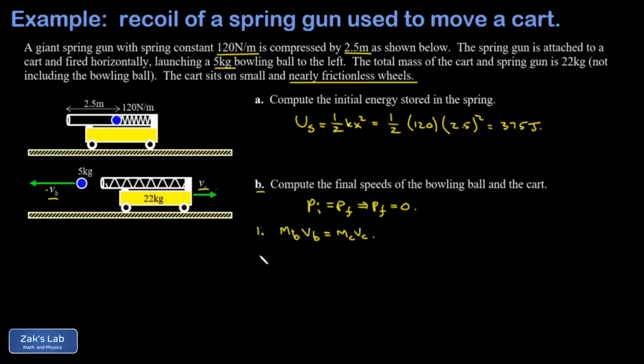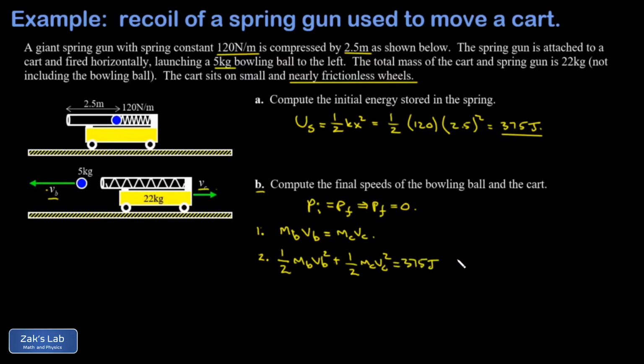So there's that piece. And then the second equation that I want is the one that expresses the total energy in these two objects. So the energy was originally stored in the spring, but in the final state, it's in the kinetic energy of these two objects. So I have 1/2 mass of the bowling ball times the speed of the bowling ball squared, plus 1/2 mass of the cart, speed of the cart squared, has to all add up to 375 joules.